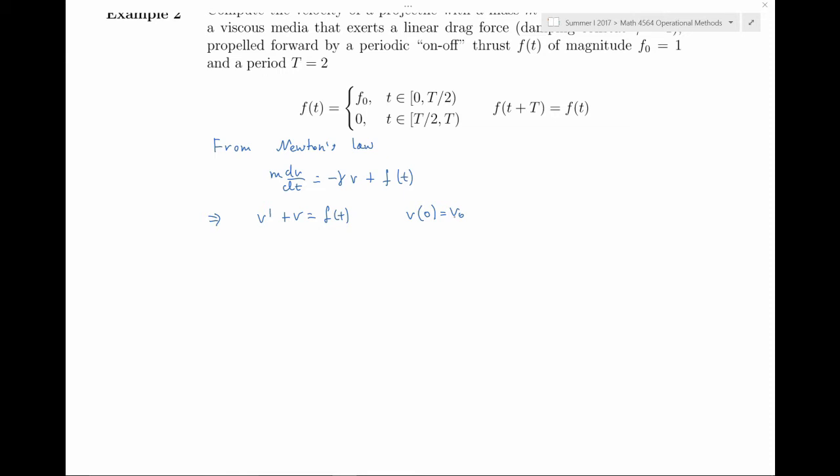You can also see that because f of t is piecewise constant, when f of t is 1, a steady state will be when v is exactly 1. And when f of t is 0, the steady state is going to be when v is exactly 0. By steady state, I mean the state in which v prime is 0. Therefore, we're going to see that switching f will have an effect of velocity starting to tend to 1 or starting to tend to 0. Let's see if my intuition is correct. Let's use the Laplace transform on this equation.